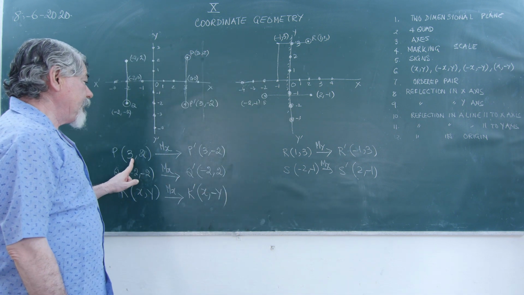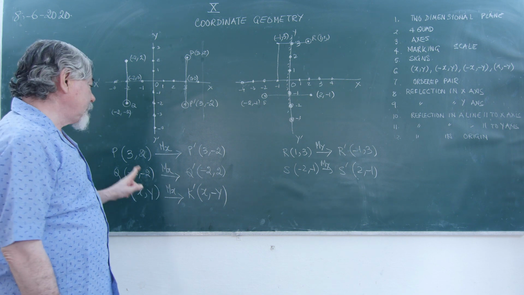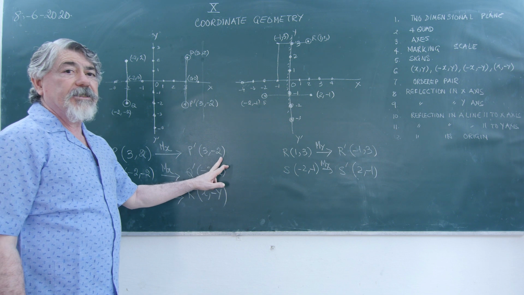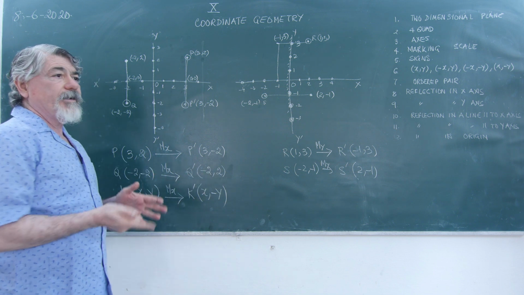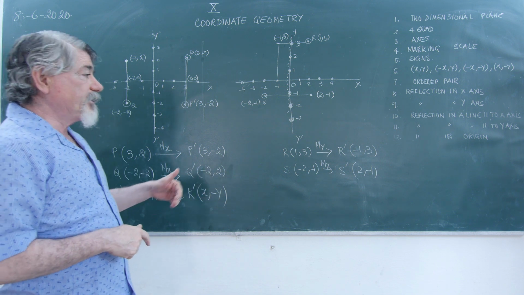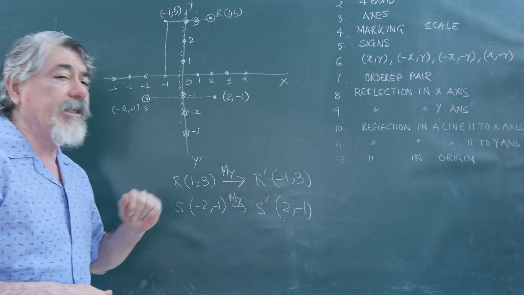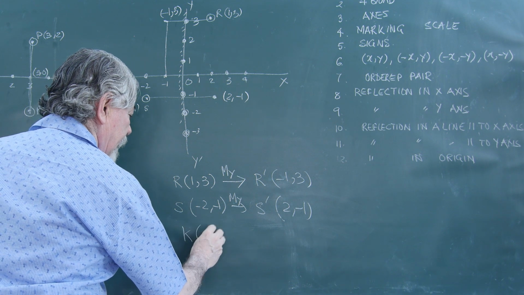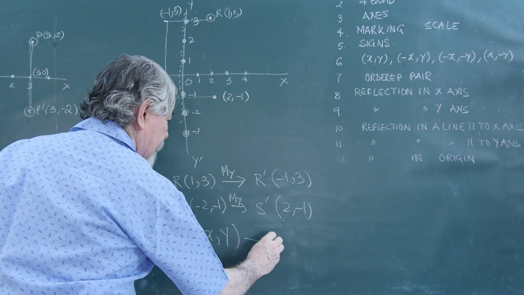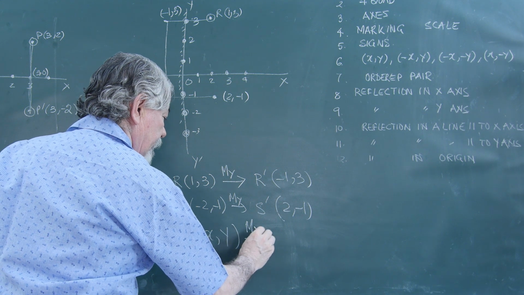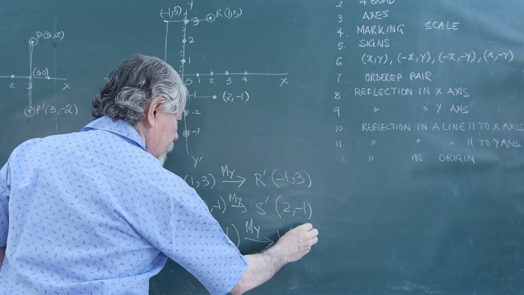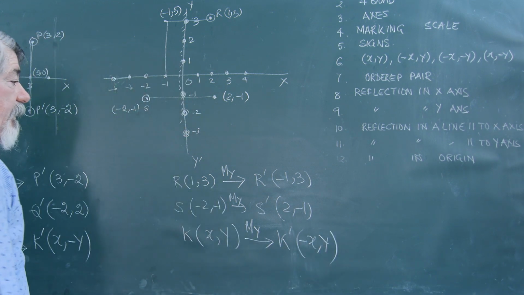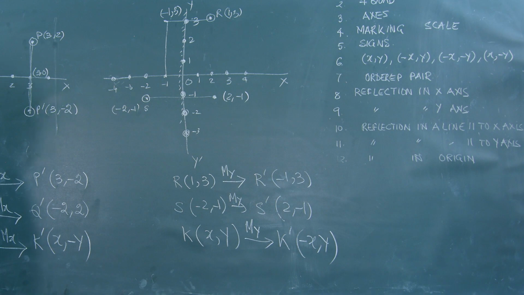Here also, when we are reflecting in the x-axis, the sign of the x coordinate remains the same and the sign of the y coordinate changes. In reflection in the y-axis, the sign of the x coordinate will change. In general, say the point is k (x, y). If it is reflected in the y-axis, it will become k dash (minus x, y).